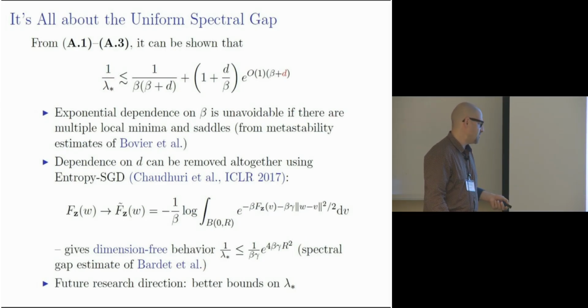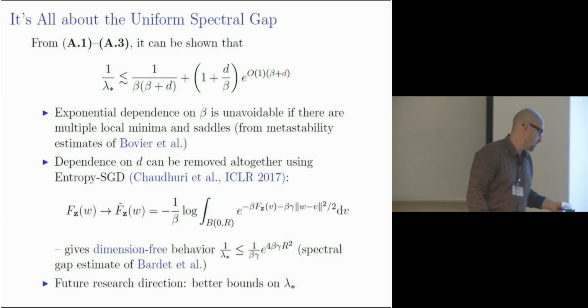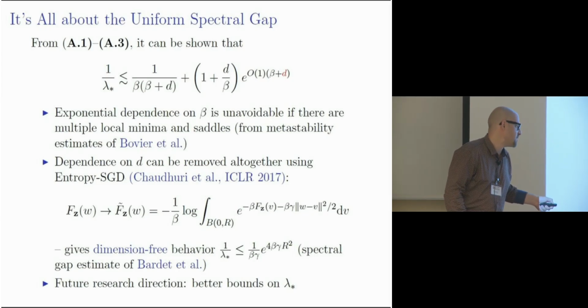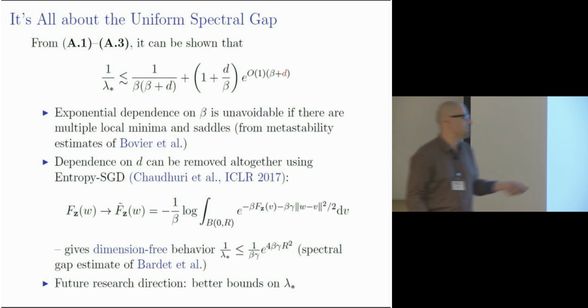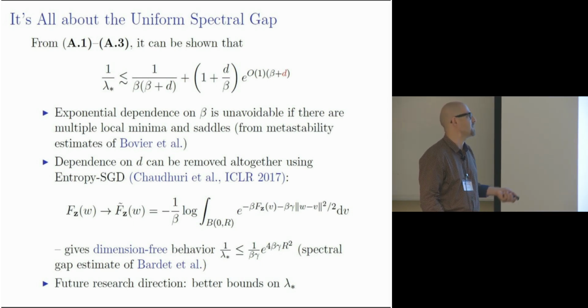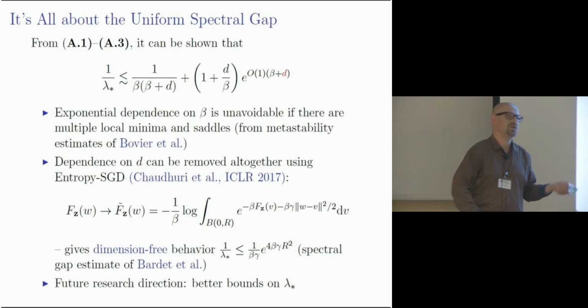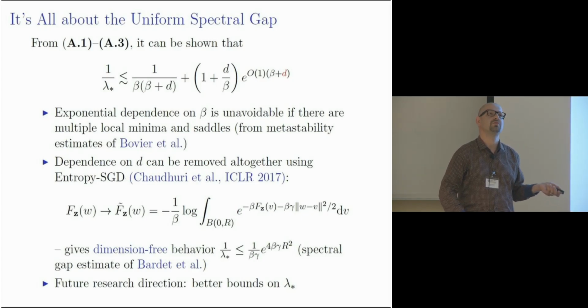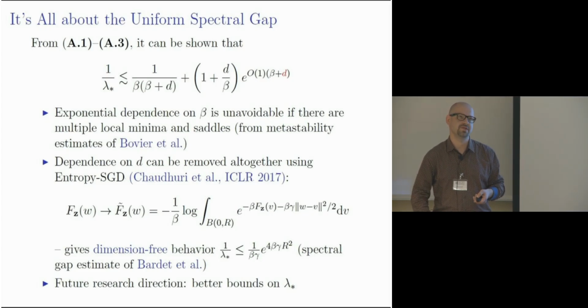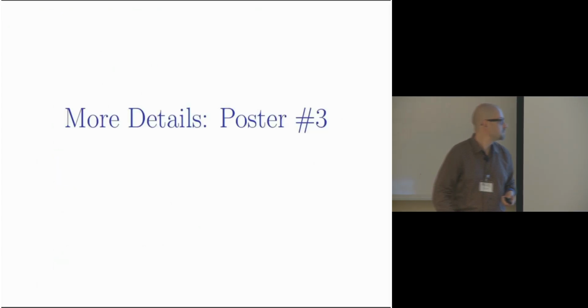And then you can see from recent results of Bardet et al. that if you now consider the Gibbs measure with this objective, then the spectral gap is actually completely dimension-free. And the only thing that remains here is the exponential dependence on beta, which you can ameliorate using proper tuning of gamma and things like that. And of course, that means that focusing on mixing time is still, I think, important, because a lot of times you do want to converge to a global minimum. So an important research direction for the future is getting better bounds on lambda star for specific problems. Okay.